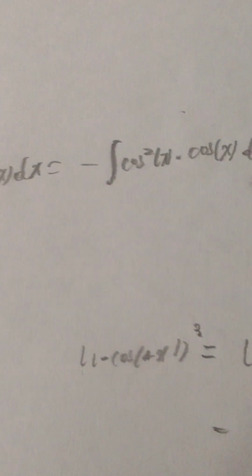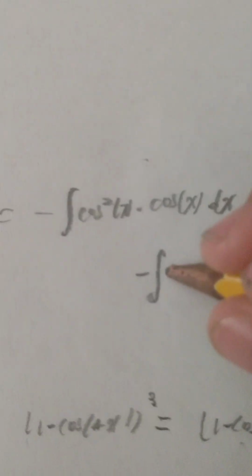I equals x over 512 minus 3/4 sine of 4x. But this, let's separate the integrals. This is the integral of cos cubed of x, negative. This is cos squared x times cos of x. And do you know what I'm going to do here? Cos squared x is 1 minus sine squared x. So this is negative integral 1 minus sine squared x times cos x dx.